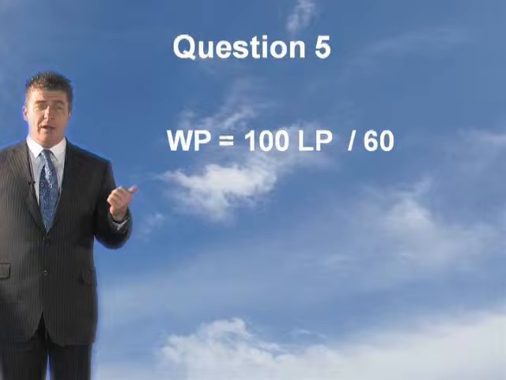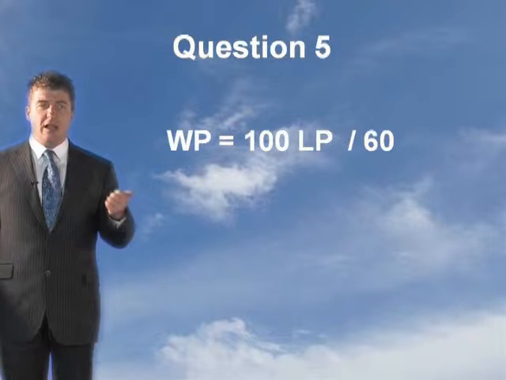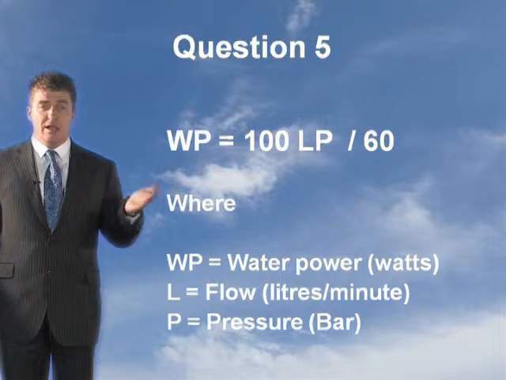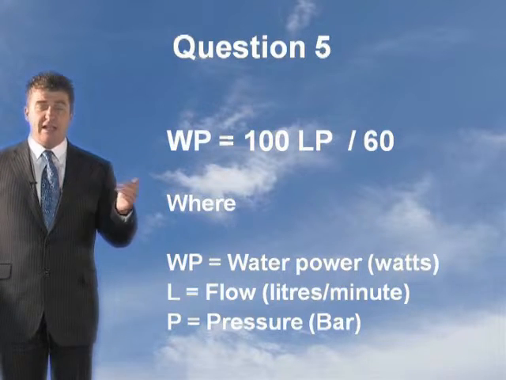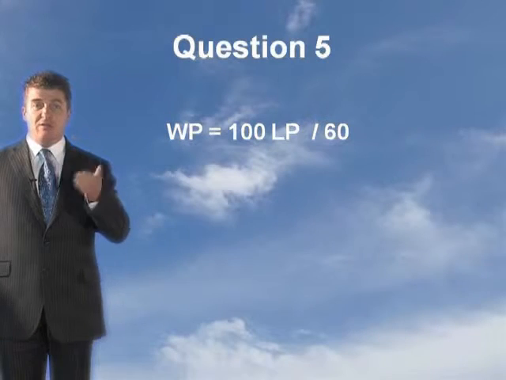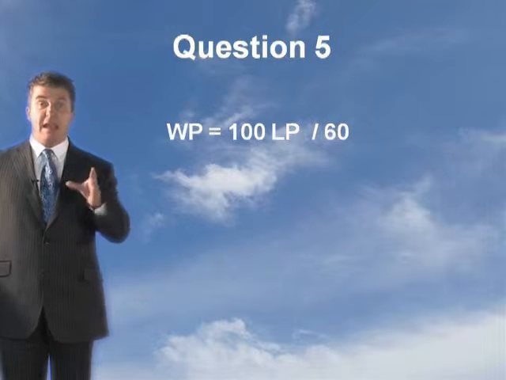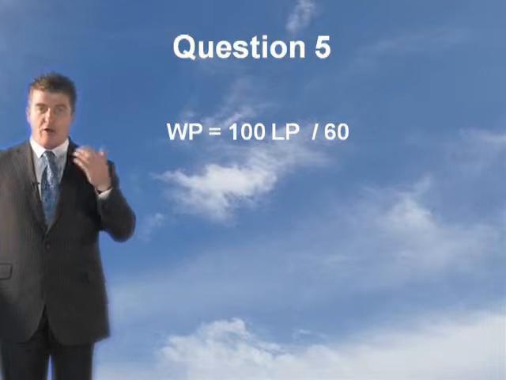Now, what's the first thing we're going to do now? Well, we need to work out, first of all, the pressure at the outlet. This is where you have to bring in another hydraulic formula, which you should be aware of: the water power equals 100 LP divided by 60. So WP is the water power, L is the flow in litres a minute, and P is the pressure. Now, we need to work out the pressure at the outlet.